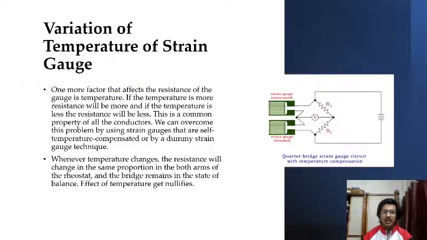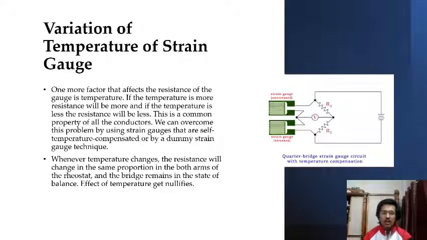The variation of temperature can also affect the working of a strain gauge. If the temperature is more, resistance will be more, and if the temperature is less, the resistance will be less. This is a common property of all conductors. We can overcome this problem by using strain gauges that are self-temperature compensated or by a dummy strain gauge technique.